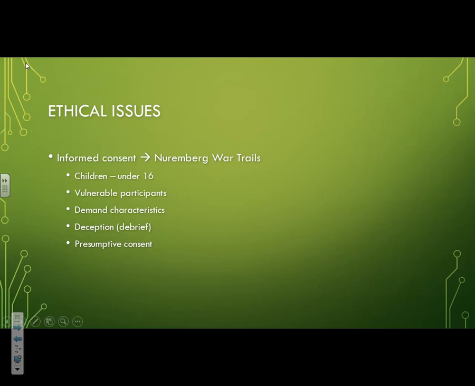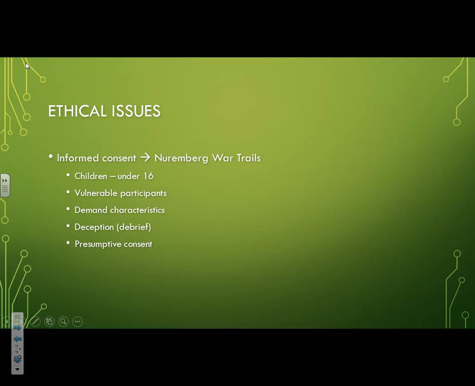Another way around the issue of demand characteristics is presumptive consent. You can ask people who are similar to the person who is going to take part, would you be willing to take part in this study? If they say yes, that'd be fine, I probably would agree to that, you can presume that this person would also be willing to take part, and then after that you can debrief them again.